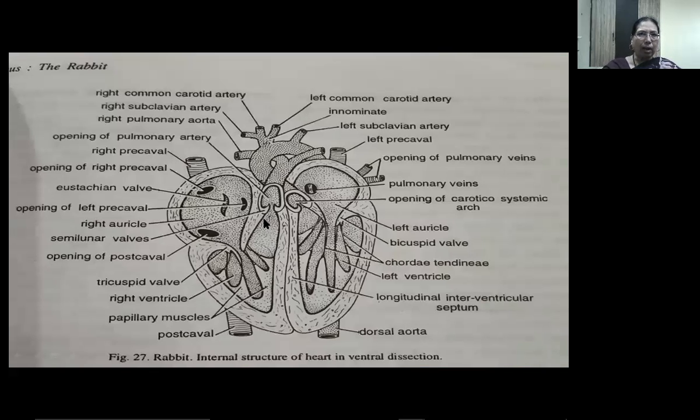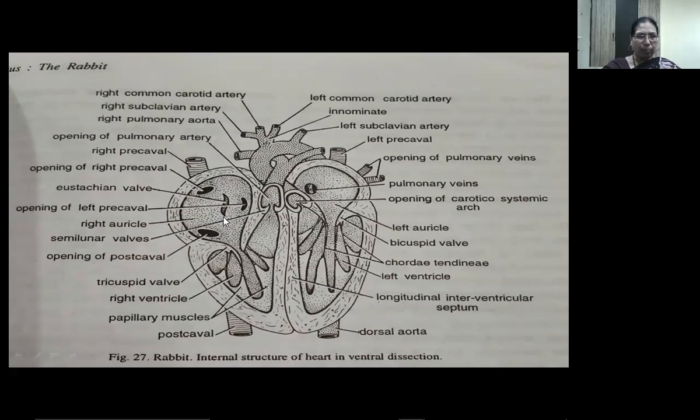So this is the mammal heart. In the mammal heart, it is also divided into two auricles and two ventricles. In between the two auricles, there is an interauricular septum, and in the ventricles, an interventricular septum. The right auricle receives the precaval vein and postcaval vein. The postcaval vein contains a valve, the Eustachian valve. On the left side, the left auricle receives the pulmonary vein, which carries pure blood from the lungs, while the precaval and postcaval carry impure blood from the body.